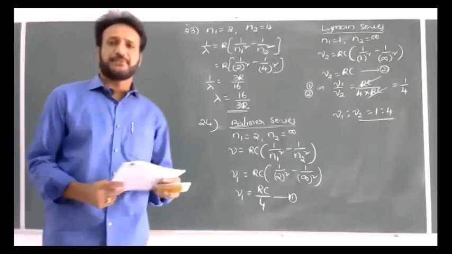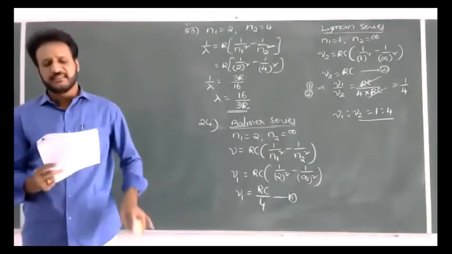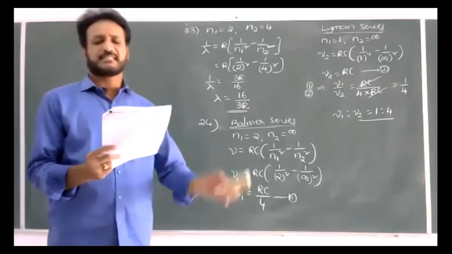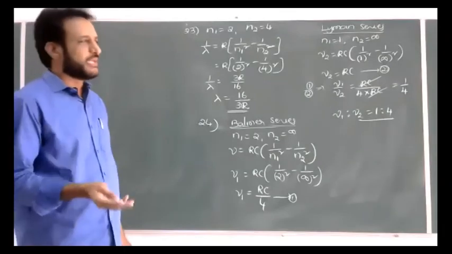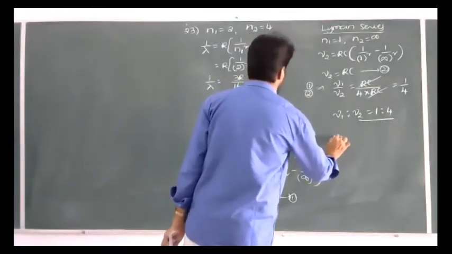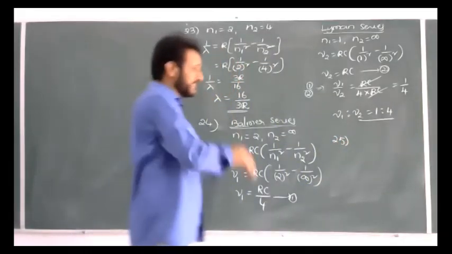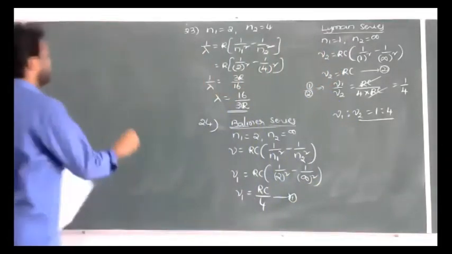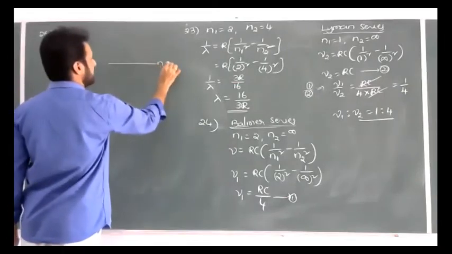Now we'll go for the 25th question. The minimum energy required to excite a hydrogen atom from its first excited state. What is the minimum amount of energy required to excite the hydrogen atom from the first excited state? So we have to understand already the electron is in the first excited state. So first excited state means we should take n is equal to 2.